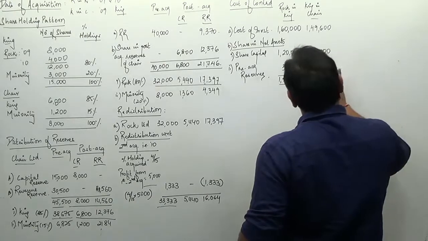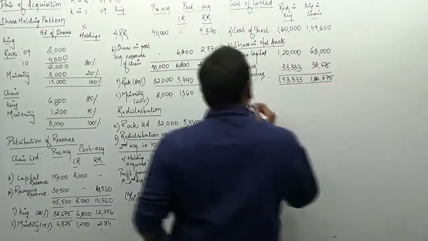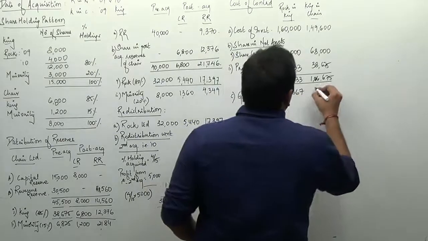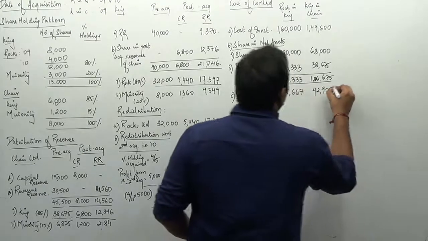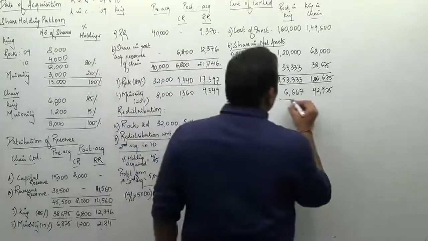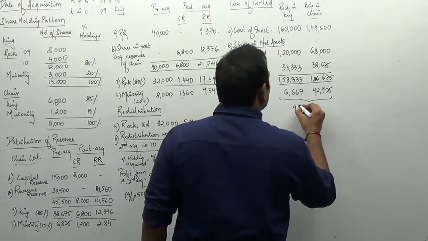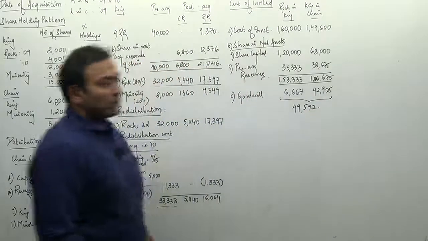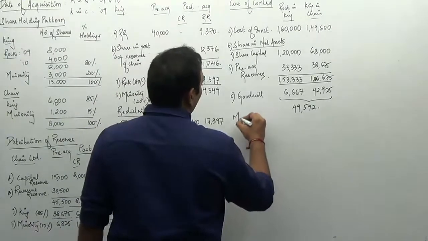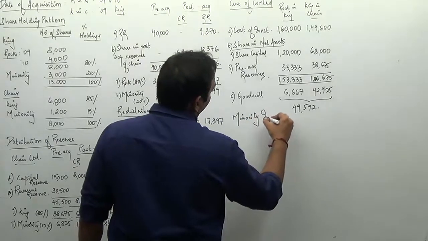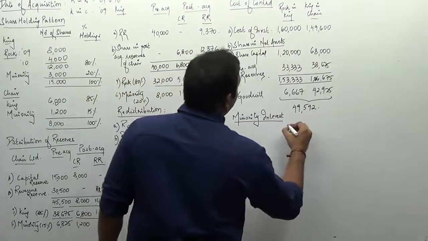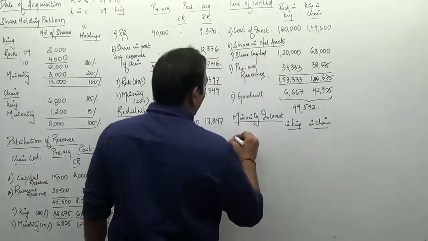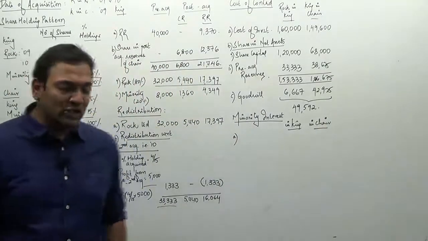1,53,333. This is 1,06,675. In both cases we get a goodwill. Here it is 6,667 and here it is 42,925. My combined goodwill in both the cases combined is 49,590. Combined goodwill. Two minority interests, one in King, one in Chair.